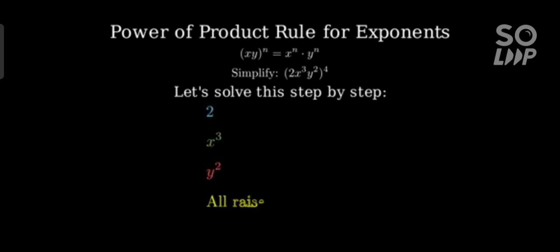Simplify the expression 2x to the power of 3, y to the power of 2, all raised to the power of 4. Let's break this down step by step. First, let's identify the parts of our expression. We have the number 2, x raised to the power of 3, y raised to the power of 2, and all of this is being raised to the power of 4.